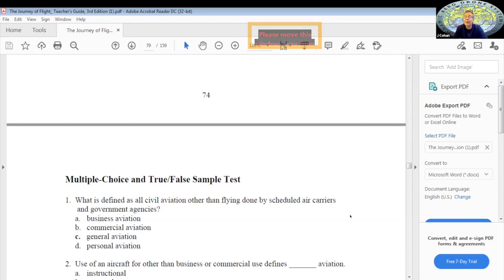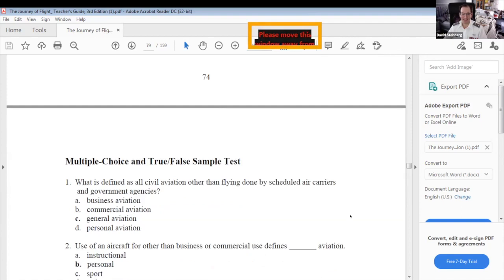I'm going to say sport. Okay, so that's wrong too. It's not the one that they're looking for. And I understand why you were going with sport. What they wanted was personal. Now that's a little tricky there. I agree. That's not a really great question. I don't like that one.